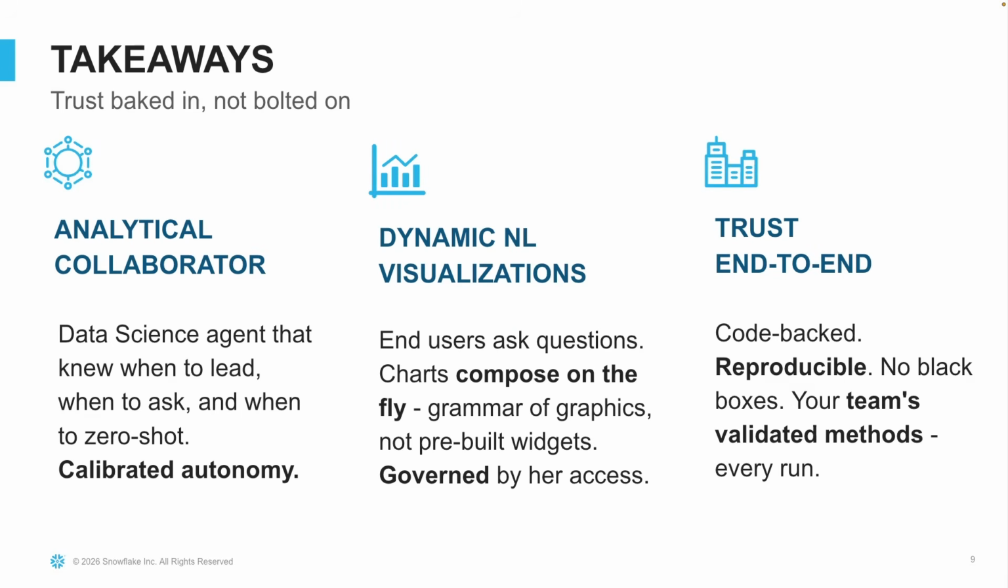So we went through a lot there. We went through the end-to-end data science workflow, starting from connecting to a table all the way to interacting with the data product, all within the Snowflake perimeter. And 3 key things to take away. Number one, we used an analytical collaborator for building a data product. We had a data science agent that used calibrated autonomy: when to lead, when to ask, when to zero.